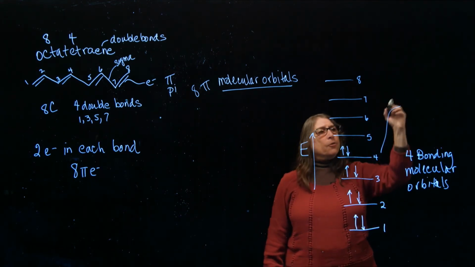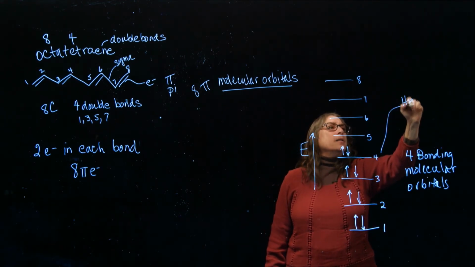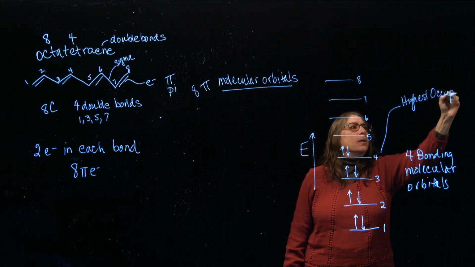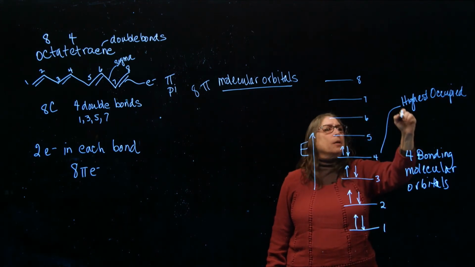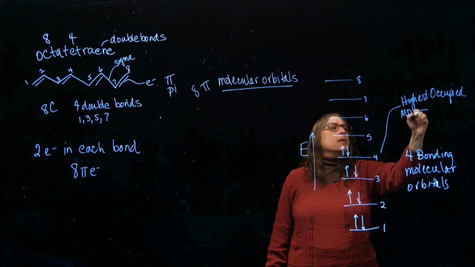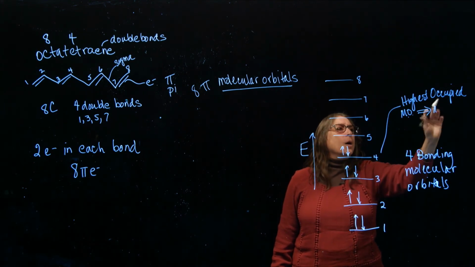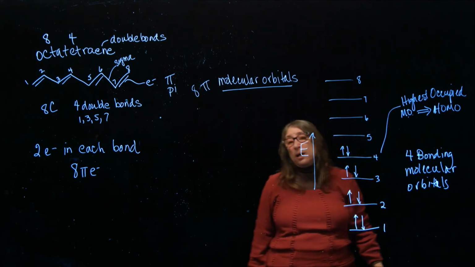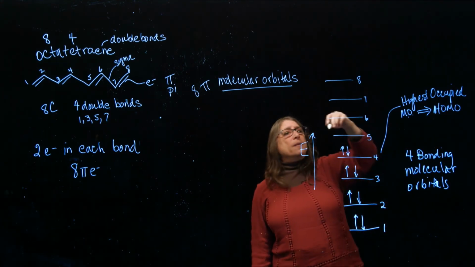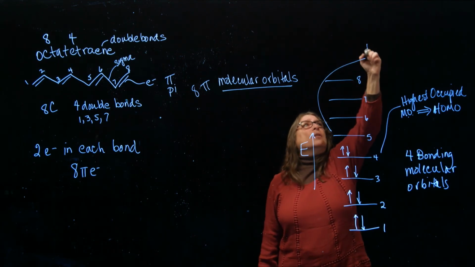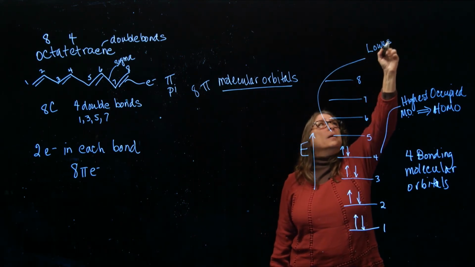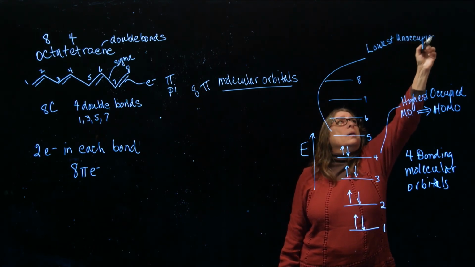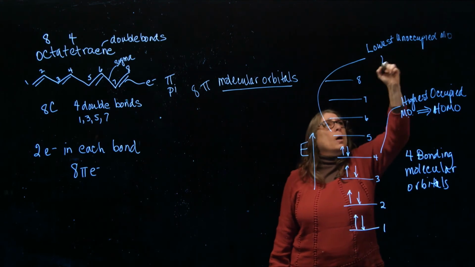And this one, number 4, is called the highest occupied molecular orbital, which I'm going to abbreviate MO. And sometimes we refer to this as a HOMO, which stands for highest occupied molecular orbital. And then this number 5 is the lowest unoccupied MO, or a LUMO.